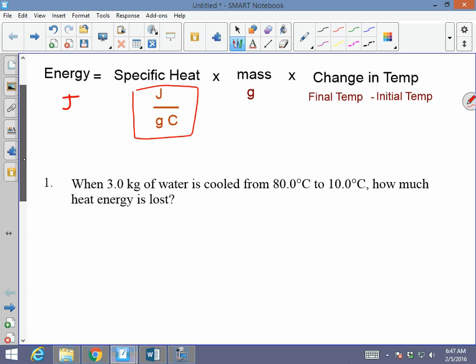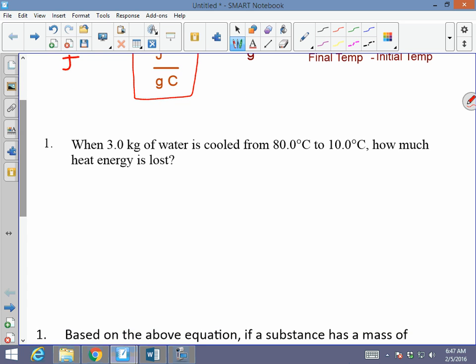And the question says, when 3 kilograms of water, okay, let me make that into grams. So I get 3 kilograms times 1,000 gives me 3,000 grams. That's the amount of water. When 3,000 grams now is cooled from 80 to 10 degrees Celsius, the change is 70 degrees. How much energy is lost?